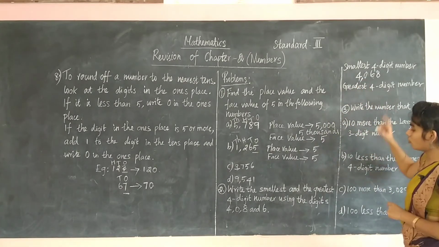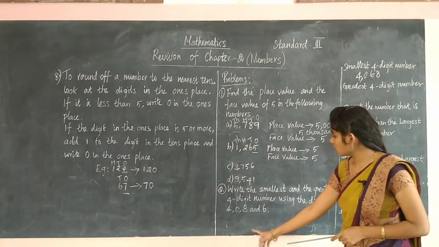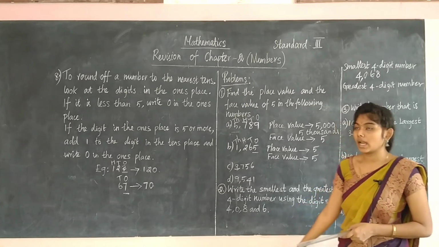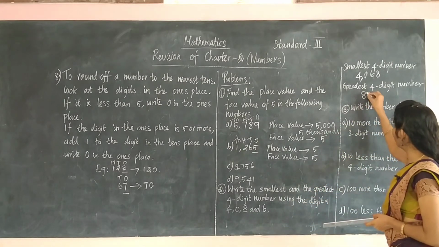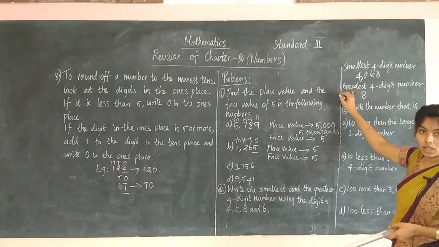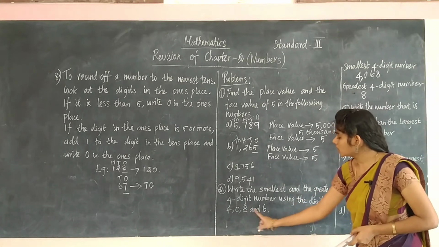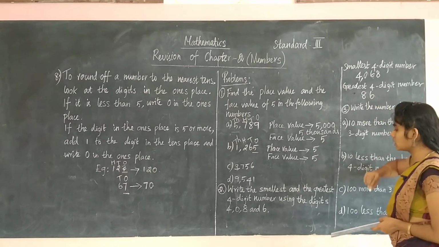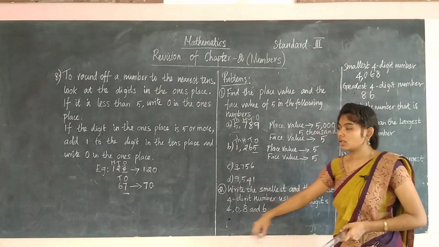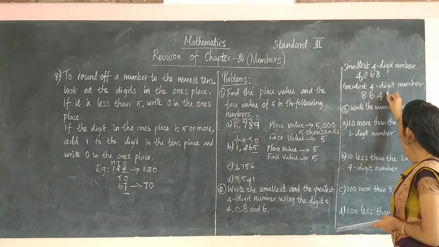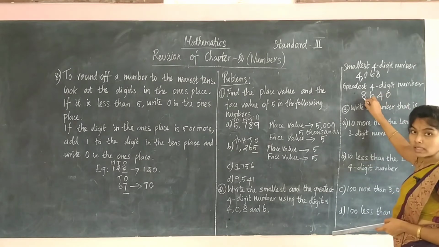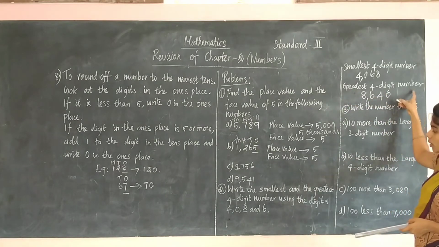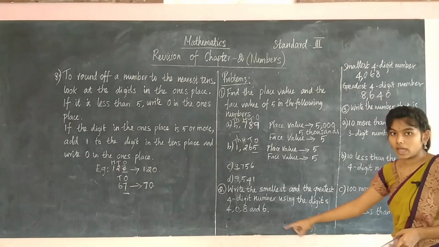Then the greatest 4-digit number. Here which one is greatest? 4, 0, 8 or 6? 8 is the greatest one. So write 8 first. Greatest means it will be in descending order, right? So next to 8, which one is greater? 6 is the greatest one. So next to 8 you will write 6. Then after that 4 is the greatest one. At last you will write 0. You place the comma between hundreds and thousands. This is the greatest 4-digit number by using these 4 numbers.